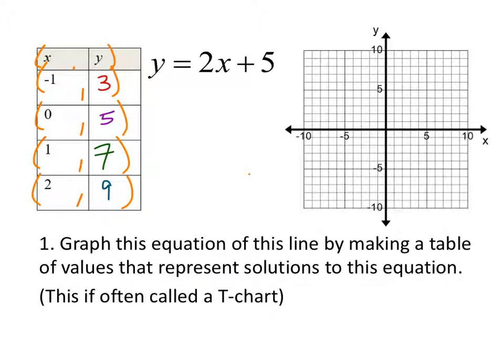So let's go to the graph and graph all these points. So negative 1, 3, right there. And 0, 5. Maybe I should make these bigger. There we go. Something like that. And 1, 7. And finally 2, 9 right here. Now that should create a pretty good pattern for us on this, and that's all we really need in order to graph this. So the last thing we're going to want to do is connect the points. And there's our line.